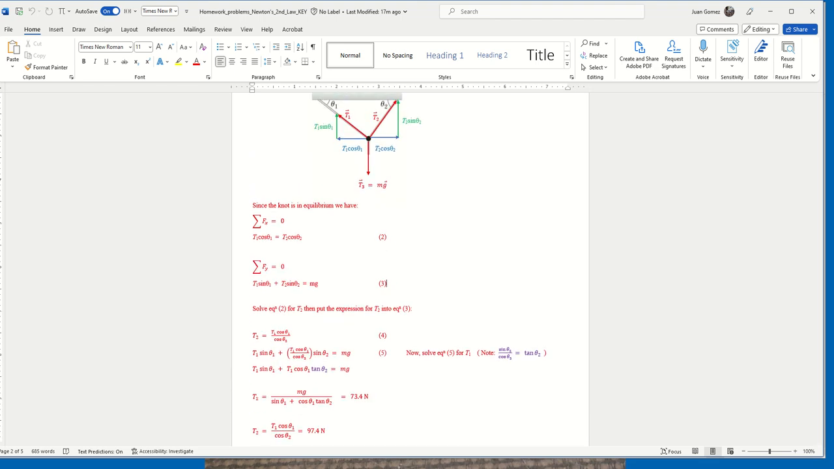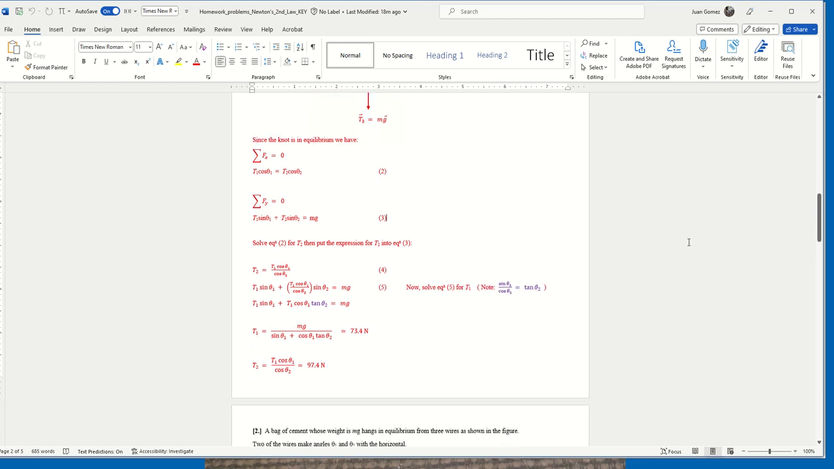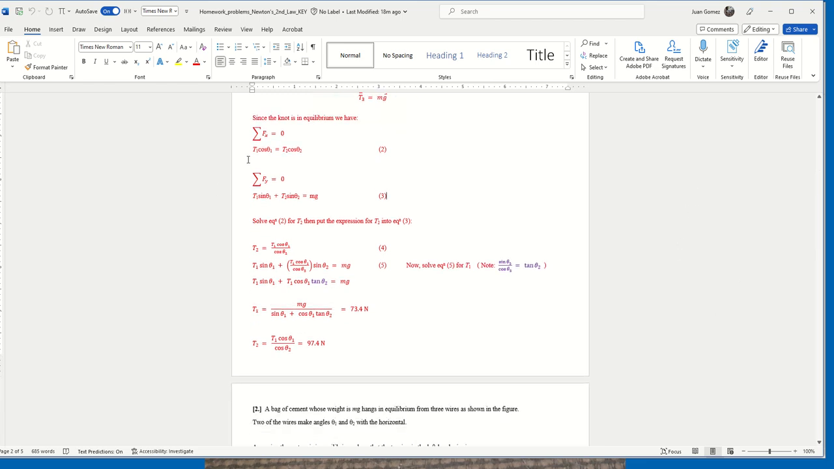Okay, so now we have three equations. Well, we have two equations and two unknowns. We have equation 2, T1 cosine theta 1 equals T2 cosine theta 2, and we have equation 3, T1 sine theta 1 plus T2 sine theta 2 equals mg. So our two unknowns are T1 and T2. Well, mathematically, we're happy. Two equations, two unknowns. Now, again, the easiest way to solve this is to solve equation 2 for T2. Then you take that expression for T2 and put it into equation 3.